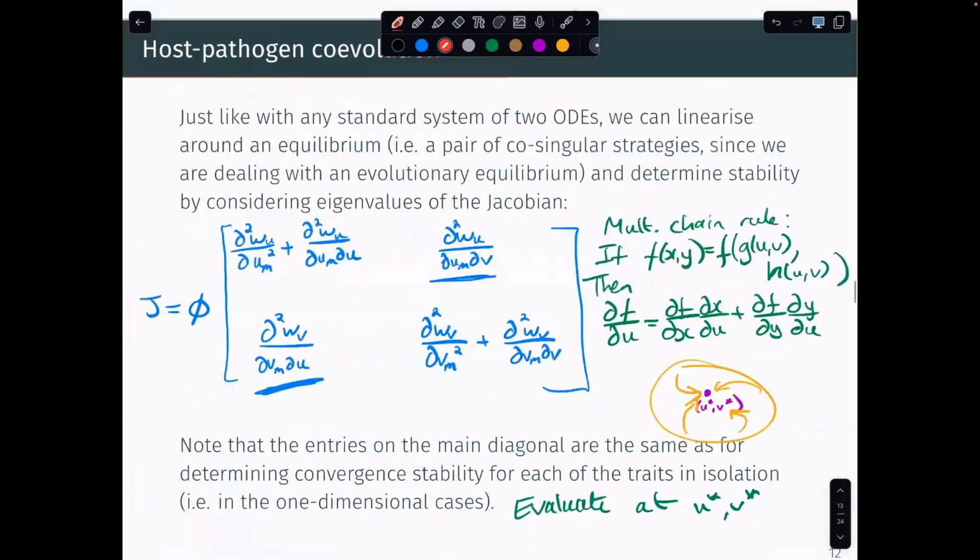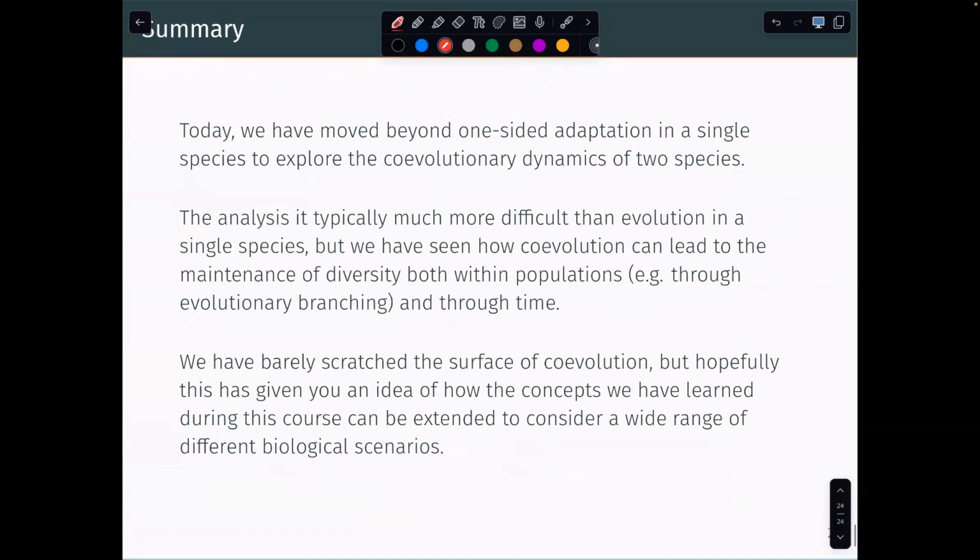Okay, that is it for today. So like I said, we've moved beyond this idea of one-sided adaptation to think about coevolution in two species. The analysis is typically a lot more difficult, as we've seen, especially when it comes to things like convergent stability, because you need to think about relative mutation rates. But we can also look at population genetics models like we've done now, and get a bit of insight as to what goes on with these coevolutionary dynamics. I will also say we've really barely scratched the surface of coevolution. This is one lecture. You could spend an entire course talking about it. But hopefully this has given you an idea that some of the things that we've done in just one dimension can be extended to think about more interesting and realistic biological scenarios.